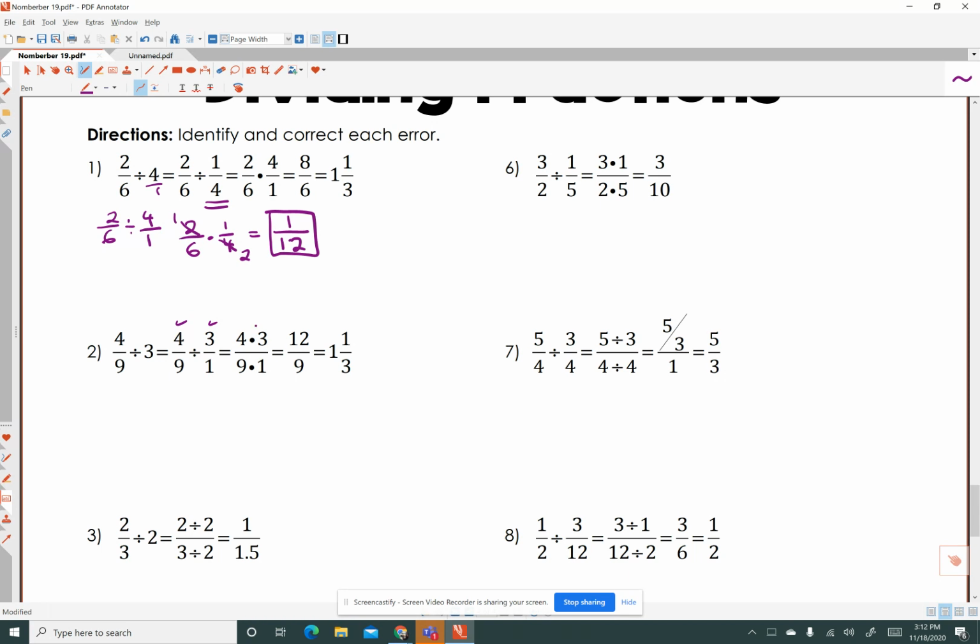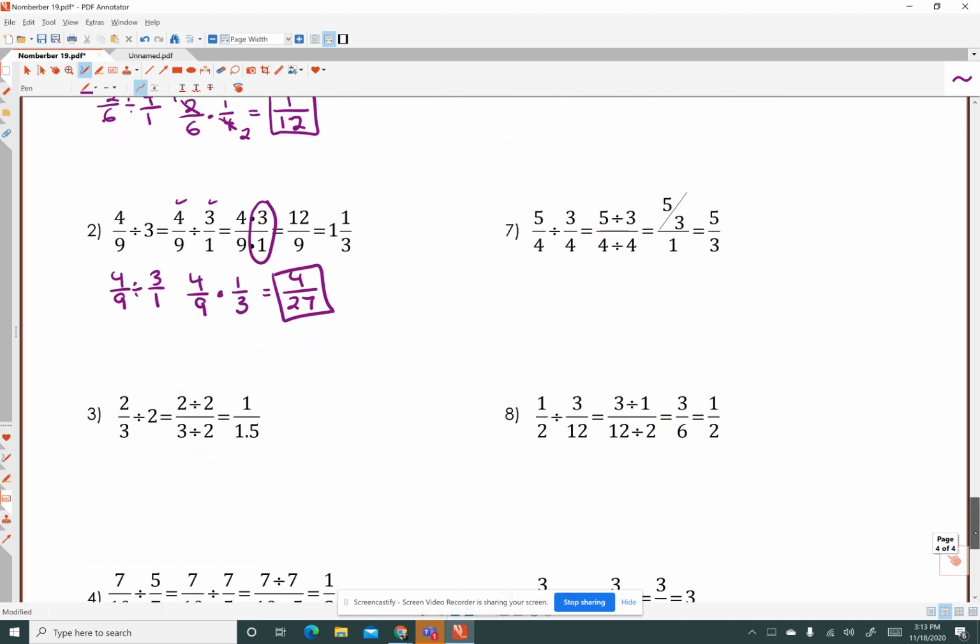Now, let's see what they've done here. They've done 4/9 times 3/1. They did not flip this. So let's do that now. So we've got 4/9 divided by 3/1, which we rewrite as 4/9 times 1/3, which will give us 4/27, which cannot be simplified.